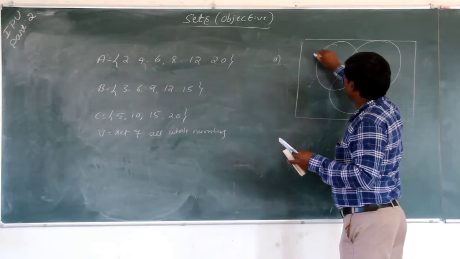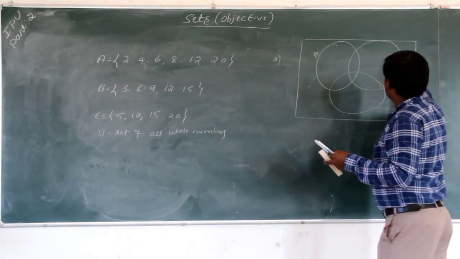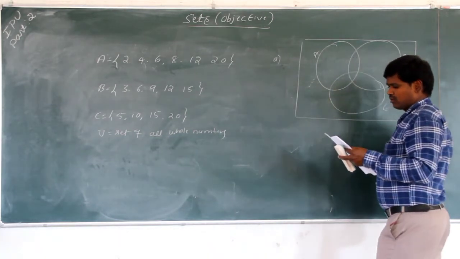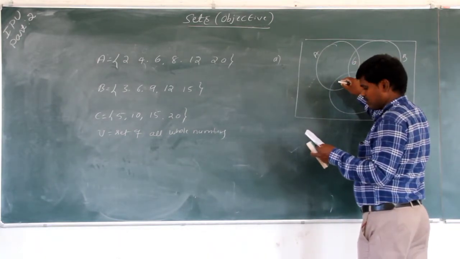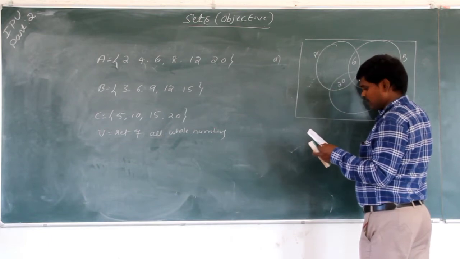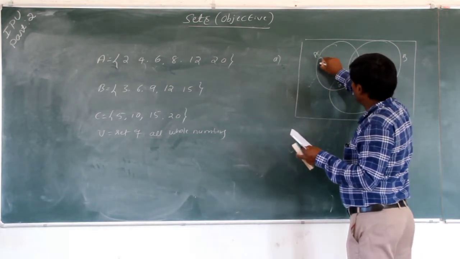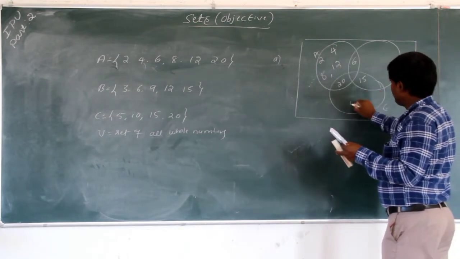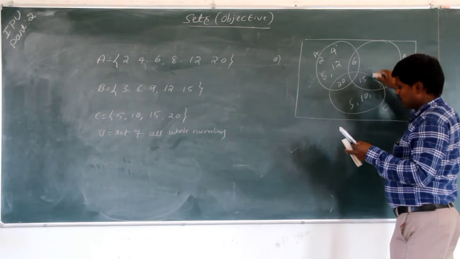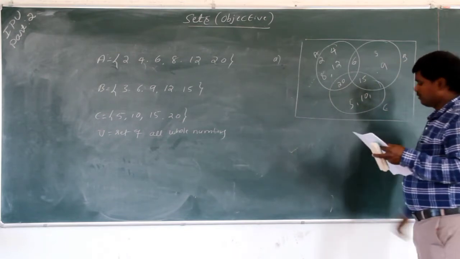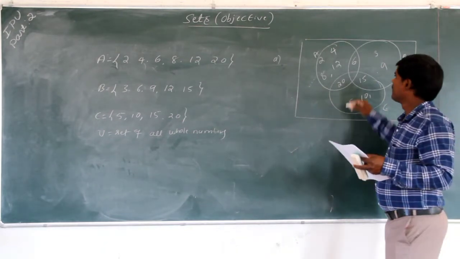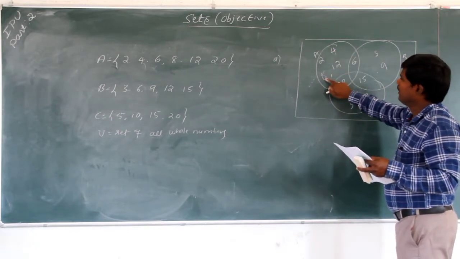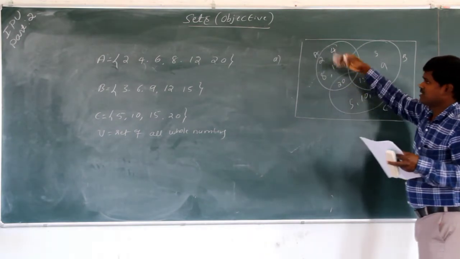So this is A, and this is B, and this is set C. Here first is the element 6, and here 20, and here 15, and 2, 4, 8, 12. And 5 and 10 are here. 3 and 9 are here. So observe set A: 2, 4, 6, 8, 12, 20. Yes, set A is right.